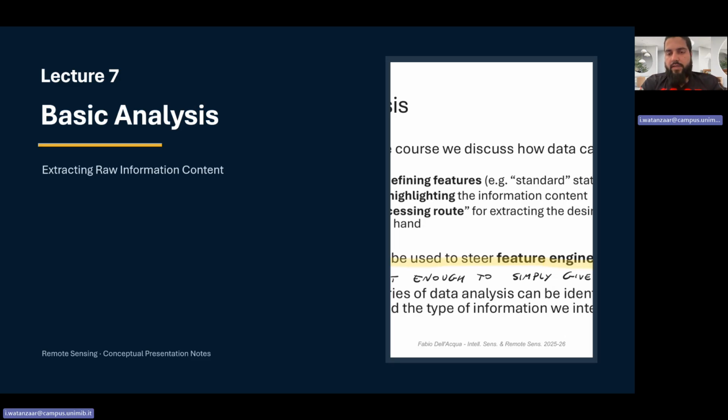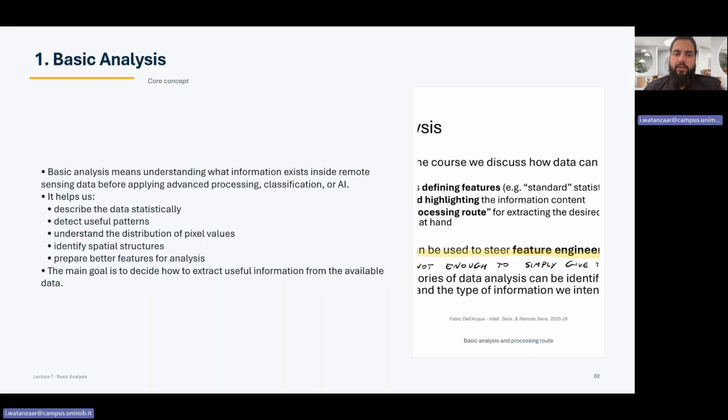And here we will discuss some statistical methods, how we are extracting raw information content. Still, the data is not yet fully transformed into information. We can call it the raw information content. So we are transforming it into more informed decisions for supporting our information. So this lecture is the basic analysis, as the title says.